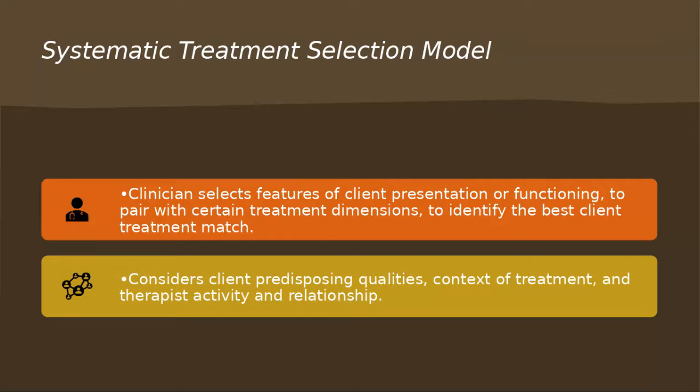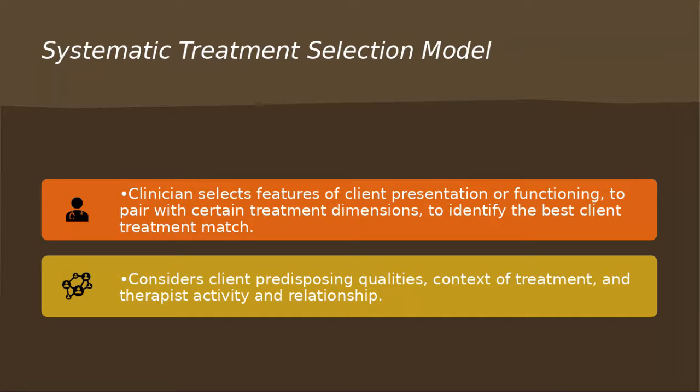With this model, you also consider client predisposing qualities. Again, these are client characteristics like their particular problem, their personality, their environment, and environmental supports. You'll consider the context of treatment, so the setting of treatment, the mode of the treatment. Is it individual? Is it family? Is it group? And the format of the treatment.